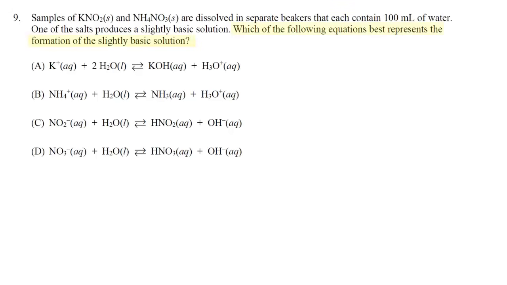Which of the following equations best represents the formation of the slightly basic solution? So I'll start with choices A and B. And you can see on the right side of those equations in choices A and B that we can see H3O+, which is known as the hydronium ion.